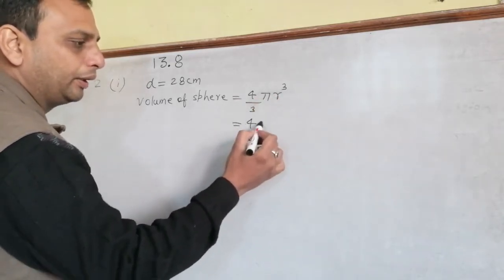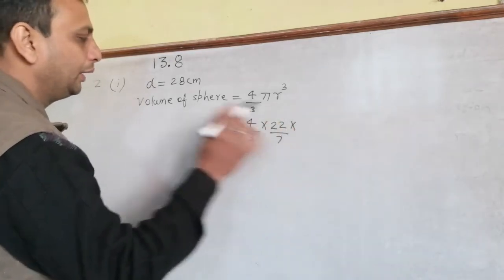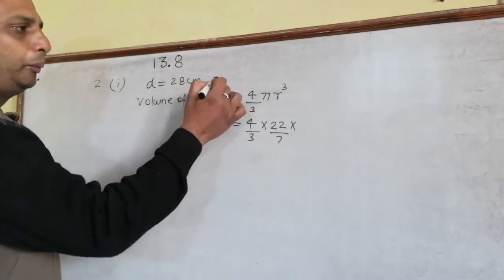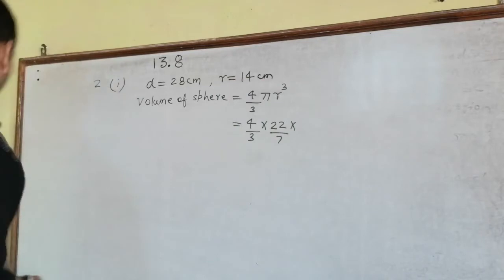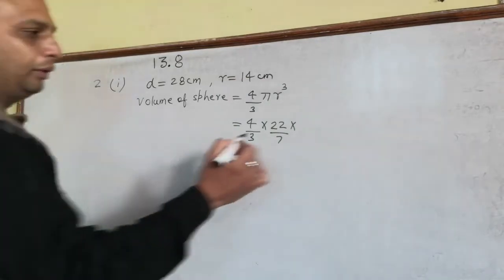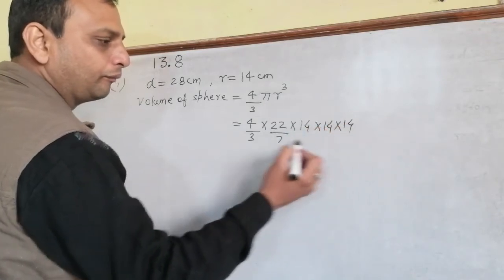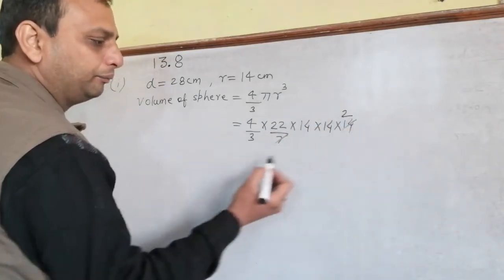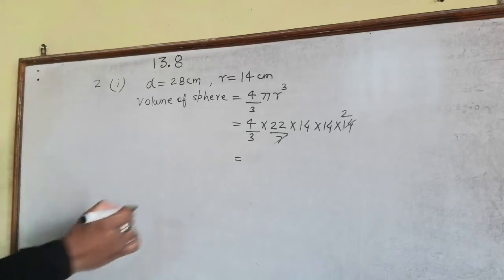4 upon 3, 22 upon 7, r cube. The diameter is 28 centimeter. Obviously the radius will be half of the diameter, so we can write the radius as 14 centimeter. So 14 will multiply 3 times, 7 will cancel with 14, and we will get the answer 34996.